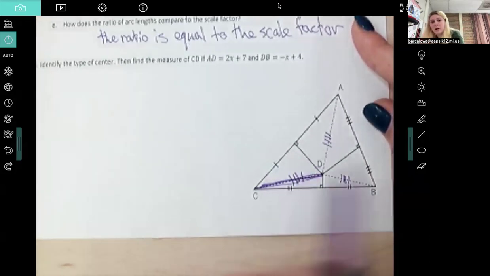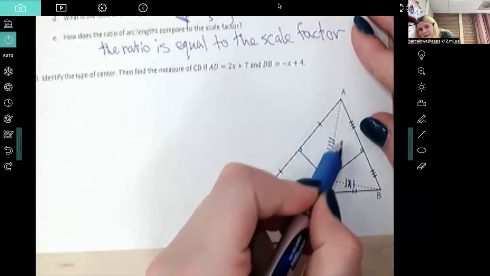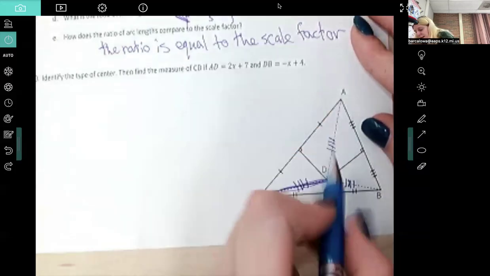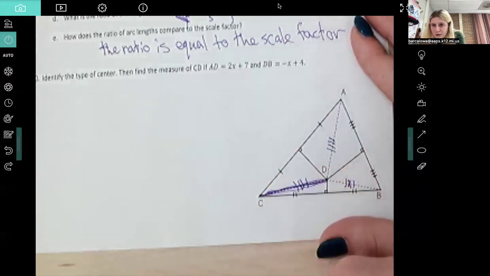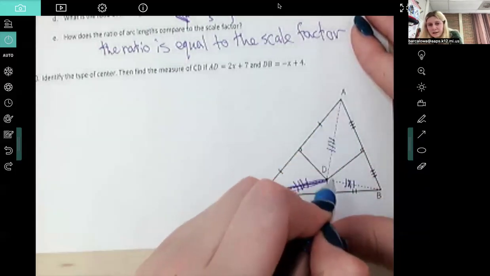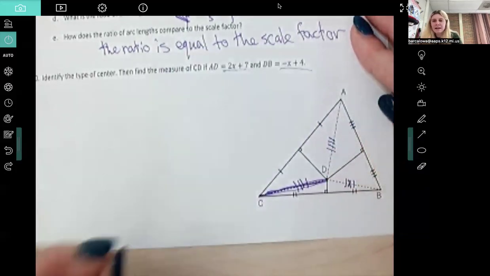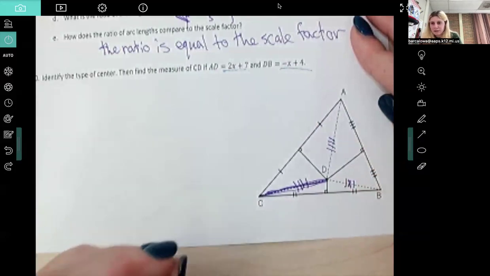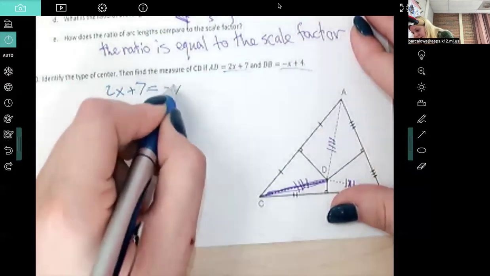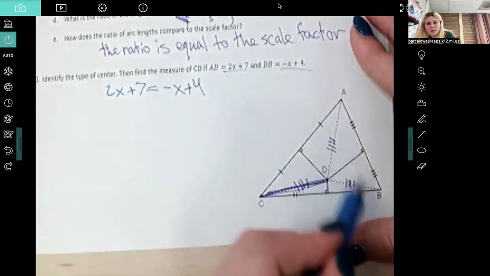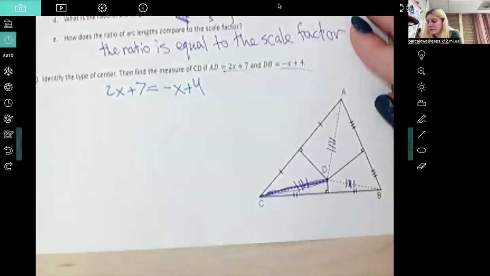Okay, so these are all equal to each other, right? And they're telling me that this length is 2x plus 7, and this length is negative x plus 4. Well, I just said that those lengths are equal to each other. So if these are the same length, then these two expressions have to equal each other. Equal length, equal expression. So 2x plus 7 equals negative x plus 4. Now I just need to solve.